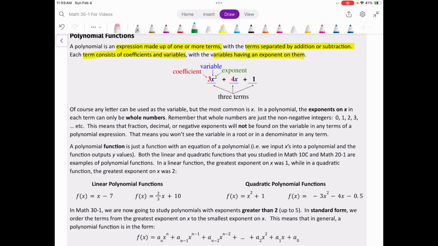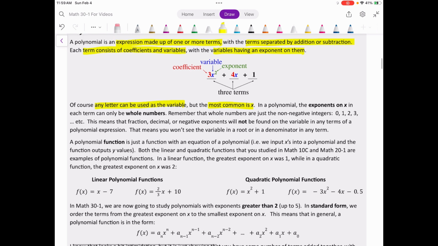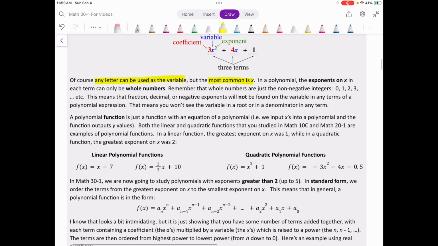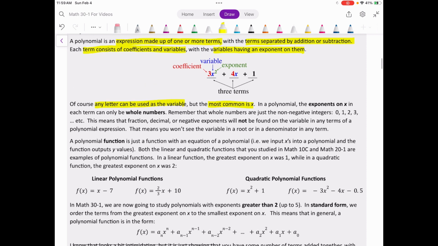Okay, so as we said, any letter can be used as the variable. The most common is definitely x, but don't get thrown off if it's a p or an n or something like that, okay? In a polynomial, here is one of the key things to get into the polynomial club. You can only have exponents on x that are whole numbers. Okay, so notice here we've got x squared. We could call this x to the 1. And as we said, we could even call this x to the power of 0.